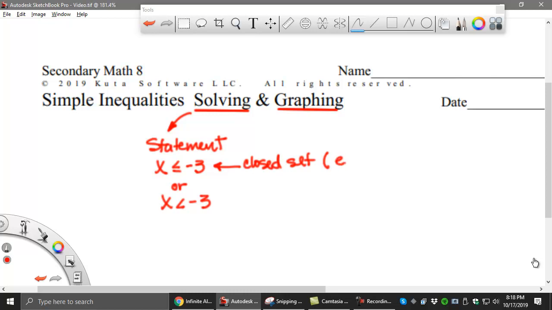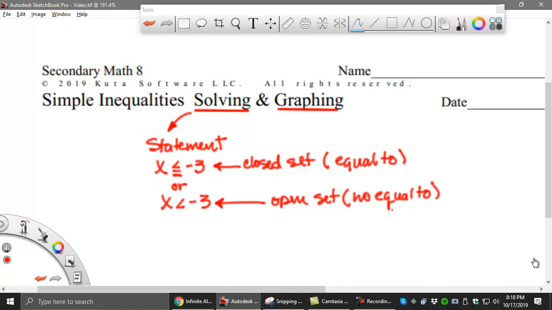In this first case, where x is less than or equal to -3, that little bar underneath means equal to. So I'm looking for all the x's that are smaller than -3, but I also can include -3. Whereas in the other case, we have what we call an open set, and an open set does not have the equal to bar, so there's no equal to in play. So you can't include the boundary point in this case, which is -3.